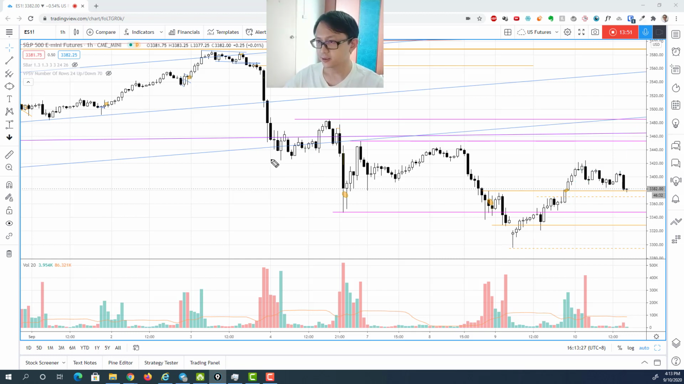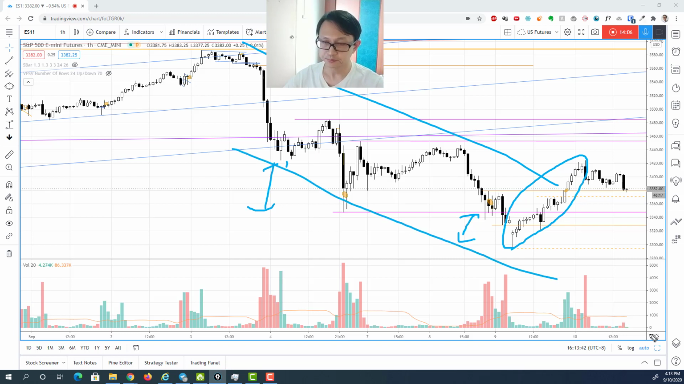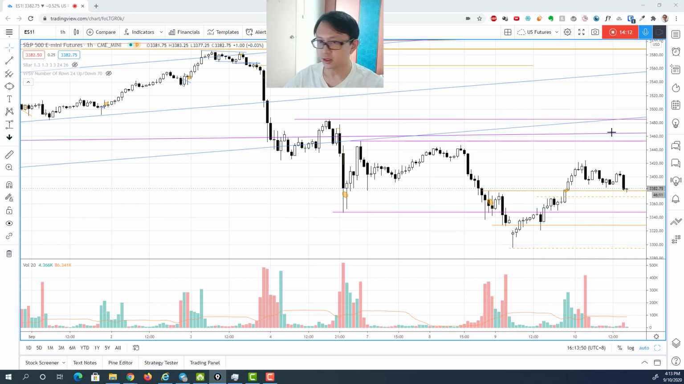But just based on the shortening of the downward thrust, which suggests the fading of the down momentum, followed by the biggest up wave that we have seen out of this correction here, I think we still have a chance to continue to challenge a higher target.